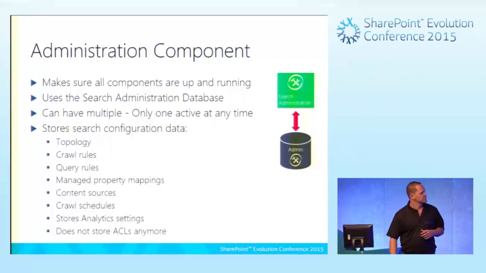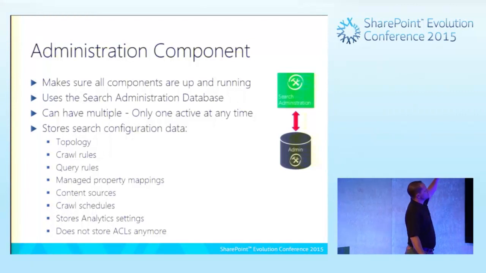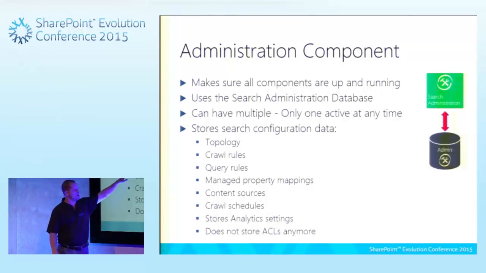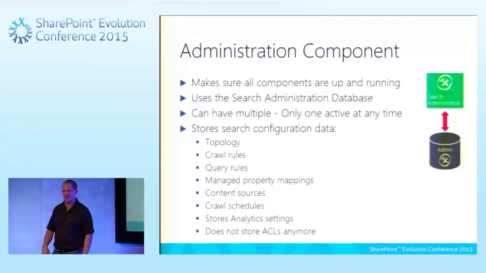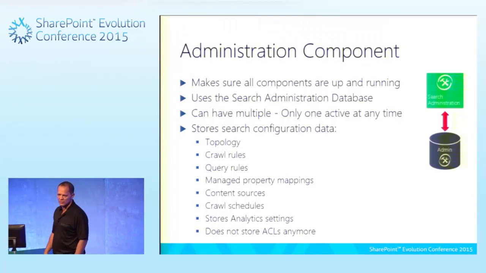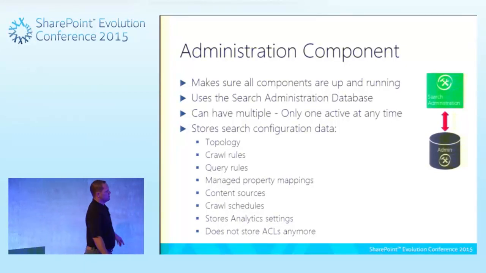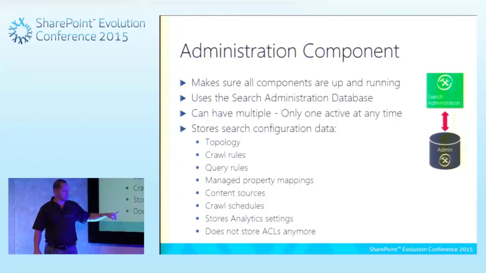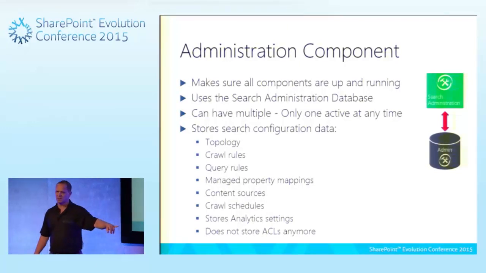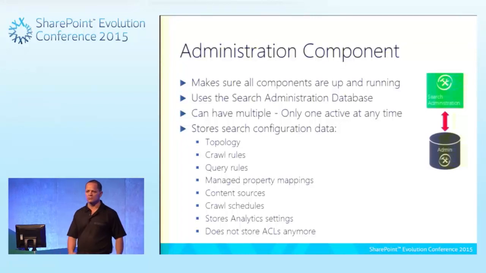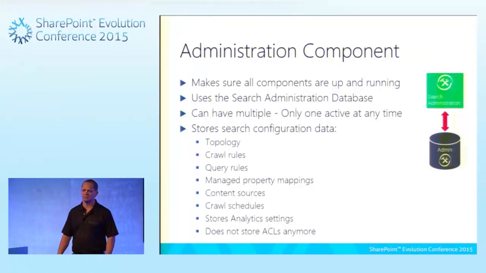So what does this store for us? The topology, you'll notice it's got the crawl rules in it. It's got query rules. It's got managed property mappings, the content sources we're going to go to. It handles the crawl schedules. Notice the crawl database doesn't have the crawl schedule in it. It's sitting in your administration component. It stores analytic settings, and a big one, we no longer store the ACLs anymore in the administration database. Previously that was stored there, and any major change would kick off a full crawl. That's no longer the case.